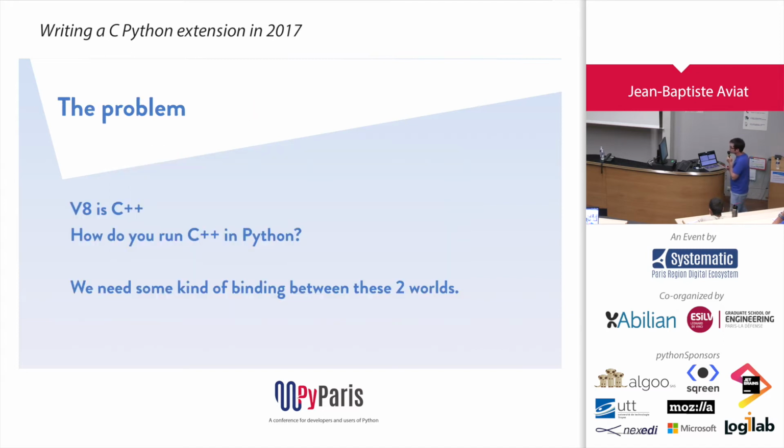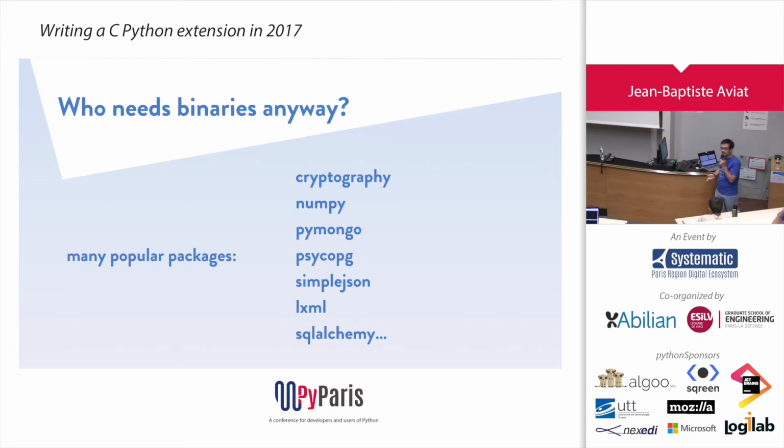So PyMiniRacer, just in a word so that you know what we're talking about. That's a cool JavaScript binding. You can just pip install it, one line of code, then you can import it, and you can eval all the JavaScript you want. It's quite easy. The only requirement is to have a pip newer than 8.1, and that's it. So the problem: V8 is C++. So how do we run C++ in Python? That's not obvious. We needed some kind of binding between the C++ world and the Python world.